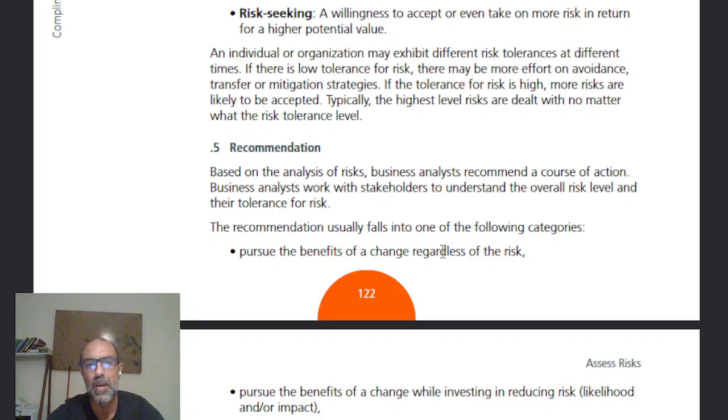Okay, if there is low tolerance for risk, there may be more effort on avoidance, transfer, and mitigation strategies. If the tolerance for risk is high, more risks are likely to be accepted. Typically, the highest level of risks are dealt with no matter what the risk tolerance level is.